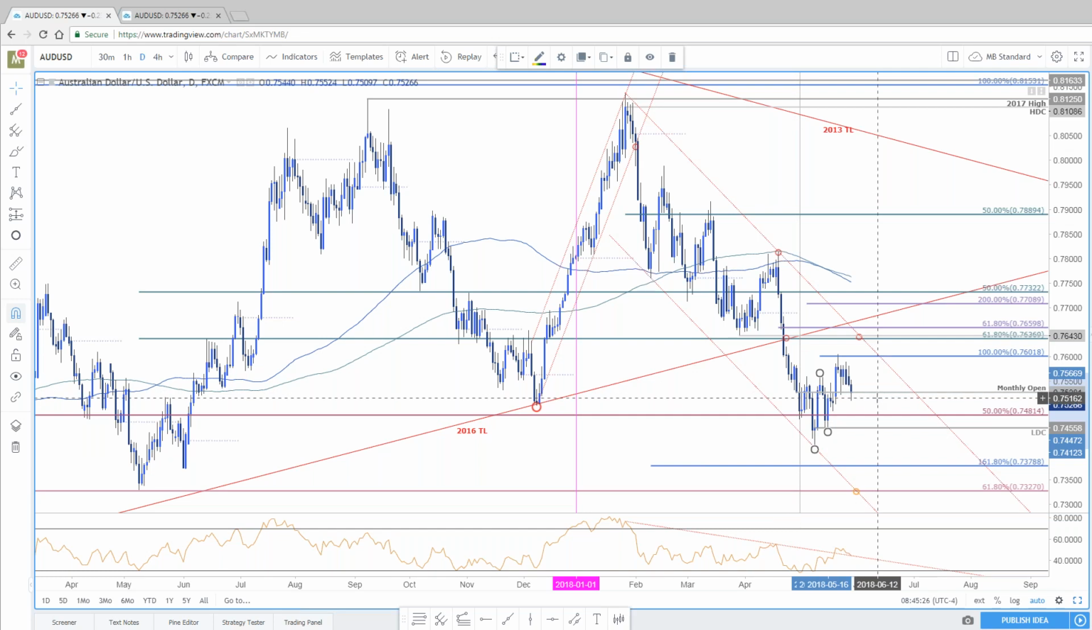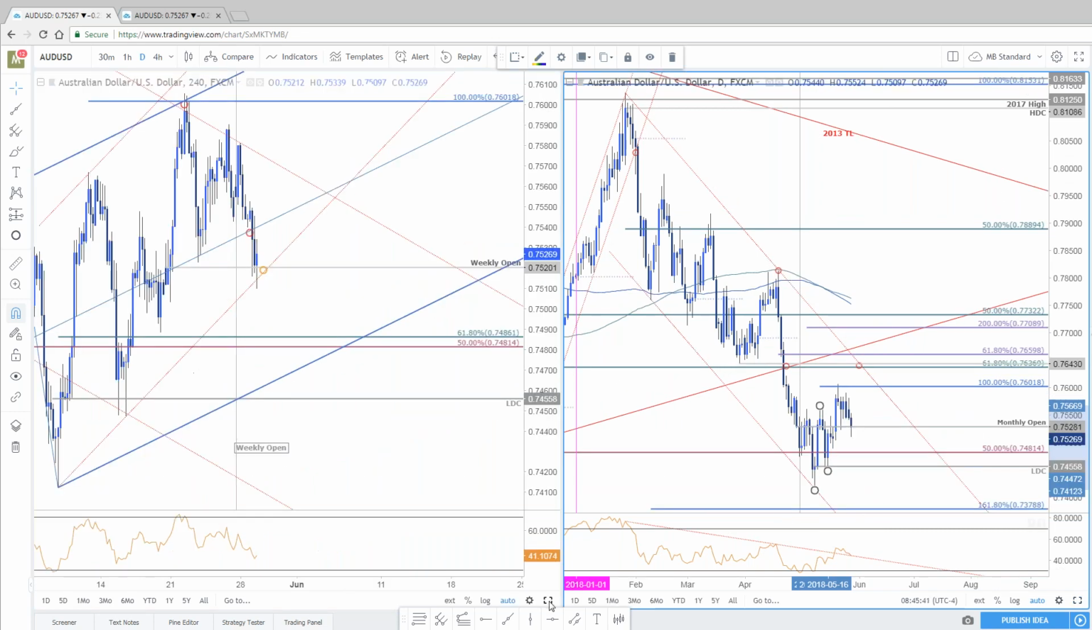Why this may still work. Former trigger resistance, kind of sitting on that right now as support. And again, you're still maintaining monthly open. We need to see a close today above this to continue to favor any type of long structure on this.